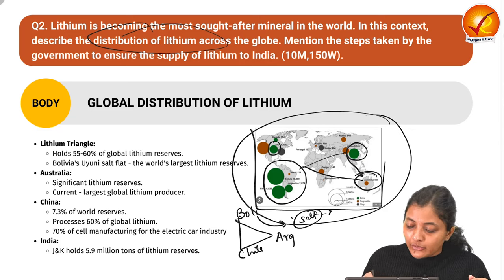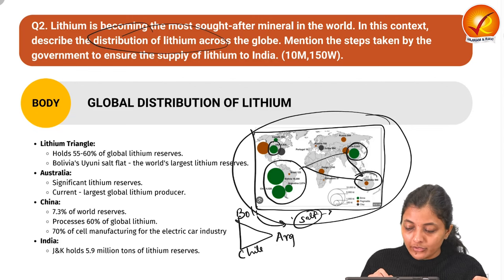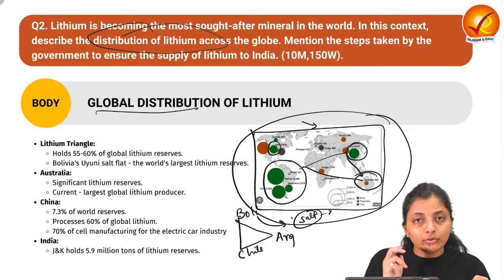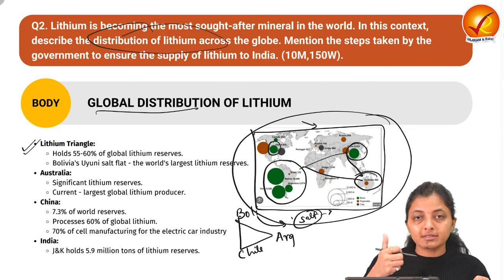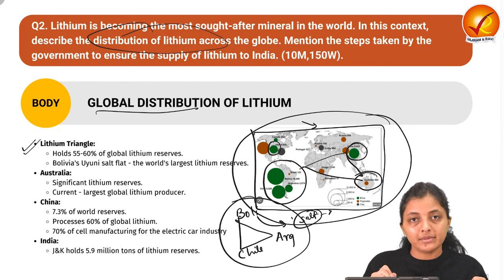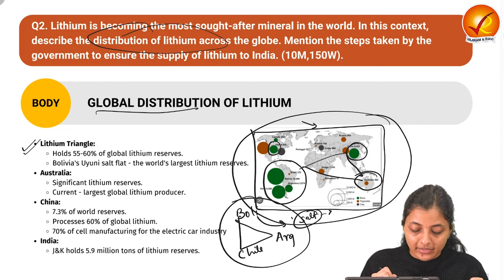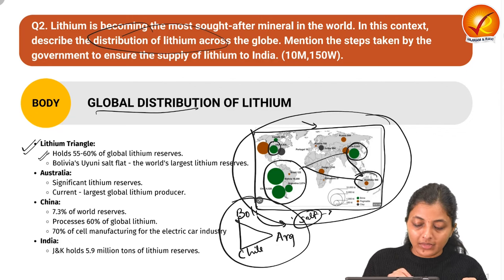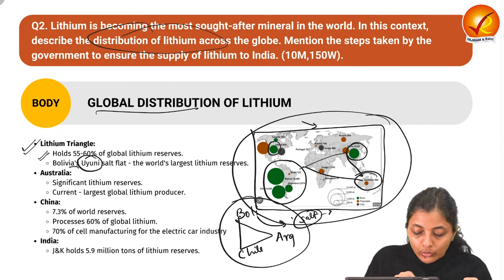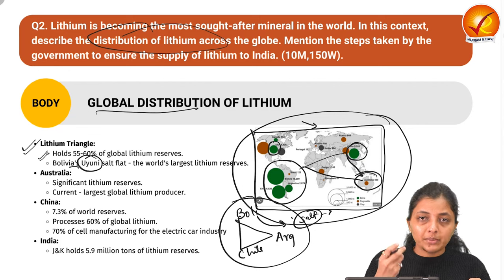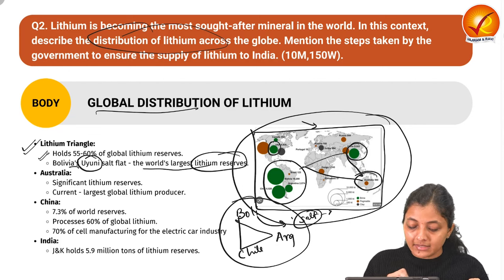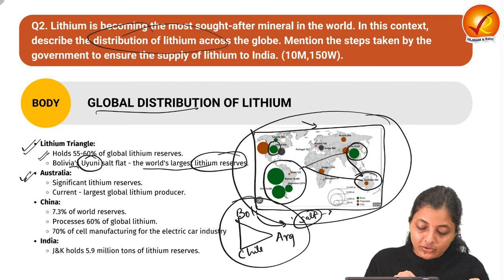So this way you can draw the world map as well to show the world's global distribution. We have to write that the first is the lithium triangle, the ABC triangle in Southern America. It holds 55 to 60% of the global lithium reserves. And Bolivia's Uyuni salt flat, which is also a playa lake, proved to be the world's largest lithium reserve.